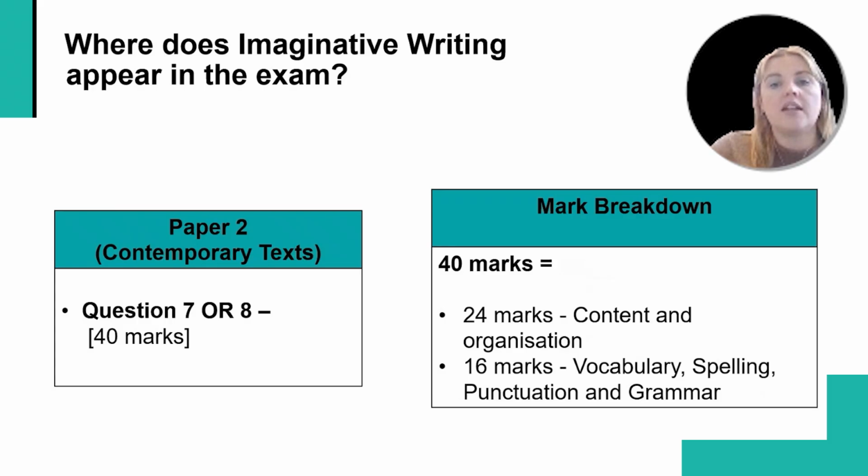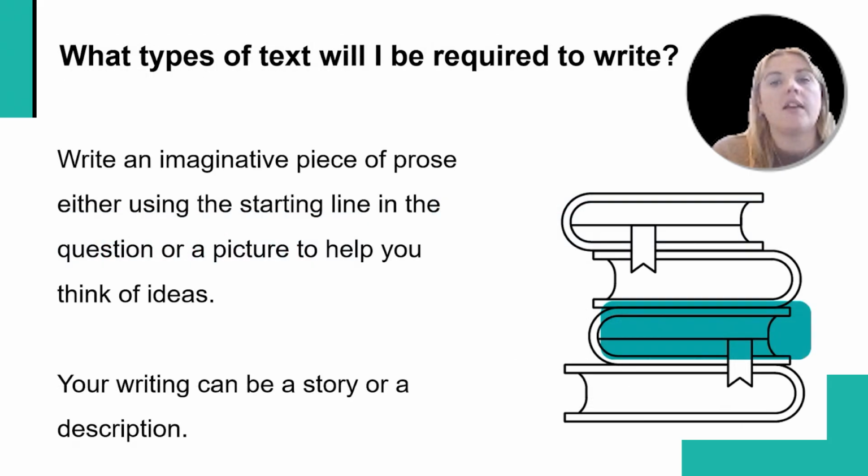The mark breakdown is slightly different to the reading questions. You're awarded up to 40 marks on this question alone, which makes up half of the paper. 24 of those marks are for content and organisation, and 16 marks for accurate and appropriate use of vocabulary, spelling, punctuation and grammar. What might you be asked to write in the exam?